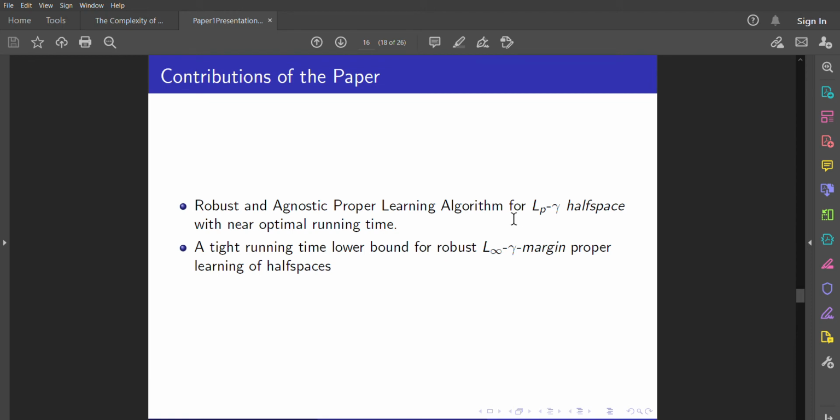And coming to the contributions of the paper, the authors have contributed two algorithms. The first is the robust and agnostic proper learning algorithm for LP gamma half space with near optimal running time, and the second is a tight running time lower bound for robust L infinity gamma margin proper learning of half spaces.